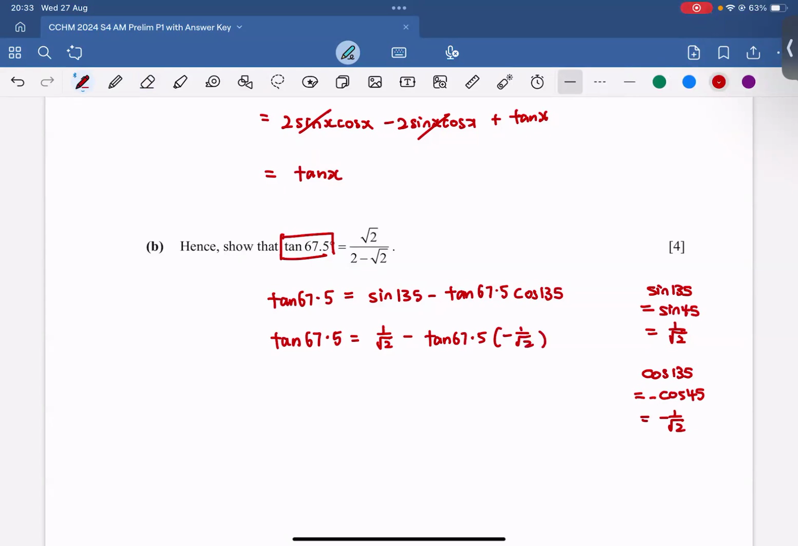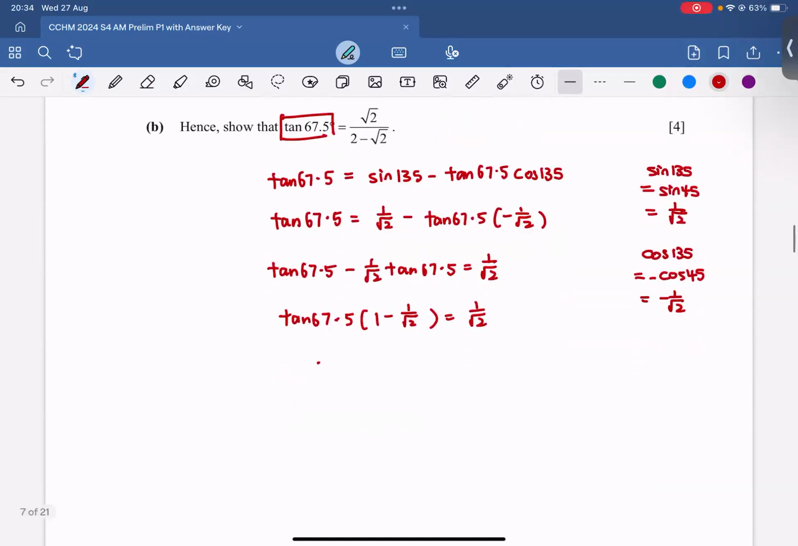So now we see that both sides have tangent 67.5. So we have to bring them to the same side. So we bring this here. So this becomes minus 1 over square root 2 tangent 67.5. So what we can do, we can factorize tangent 67.5. We have 1 minus 1 over square root 2. So to find tangent 67.5, we divide by it.